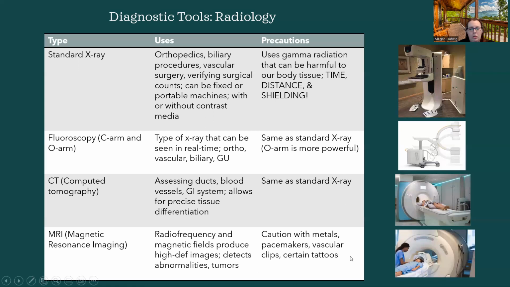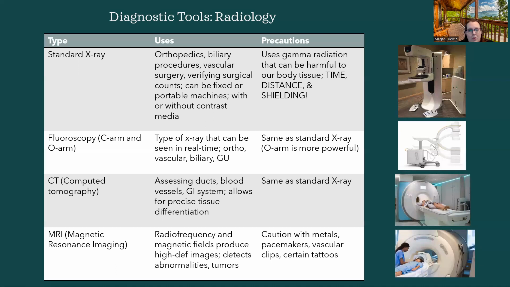The caution or precaution here is that because it's a very strong magnetic field, you don't want any metal in that room at all, because once that machine is turned on, it will literally suck any metal into that machine. And then basically you have to call the manufacturer and spend hundreds of thousands of dollars to fix it.